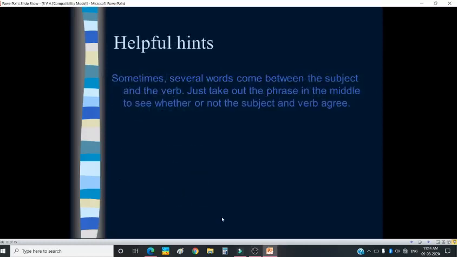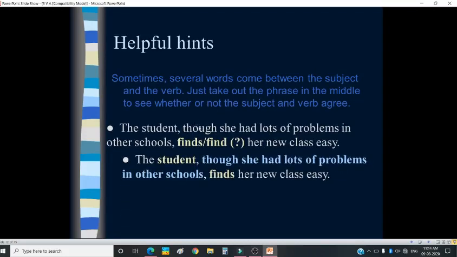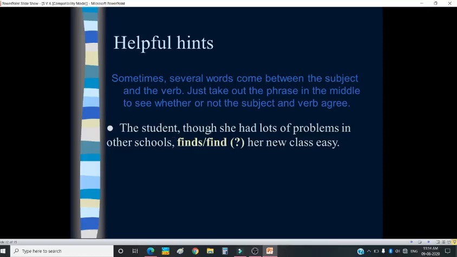Helpful hints. Sometimes several words come between the subject and the verb. Just take out the phrases in the middle to see whether or not the subject and verb agree. In this context, what we have to do? The student, though she had lots of problems in other schools, finds her new class easy. This one makes some confusion in our reading. If the sentence is like this, you just avoid the words between these commas. After the student, there is a comma, and this comma ends at other schools. You just avoid these words.